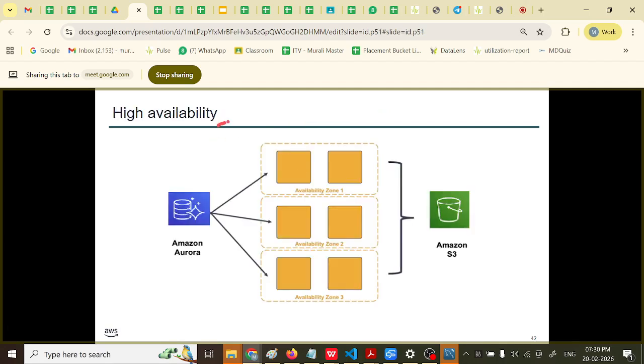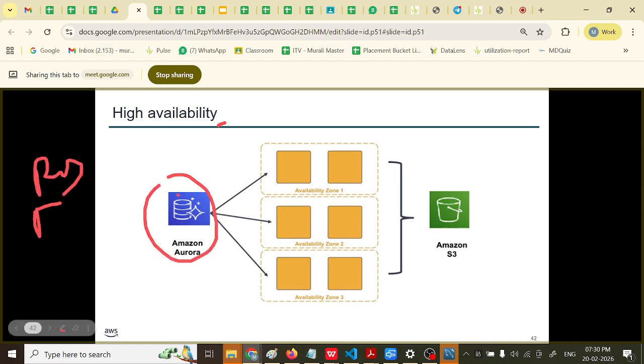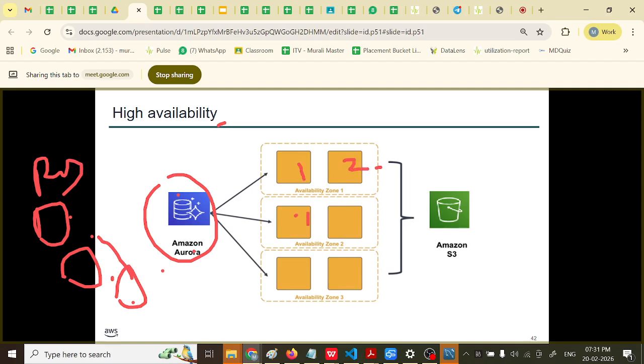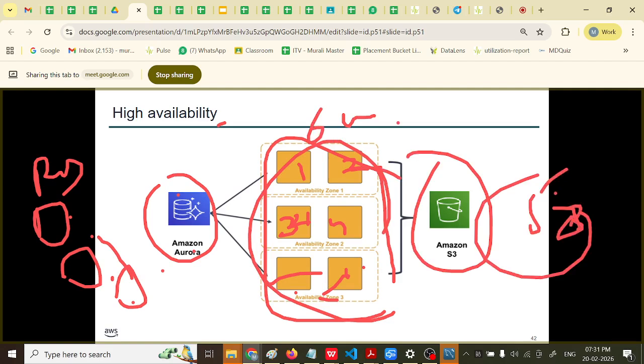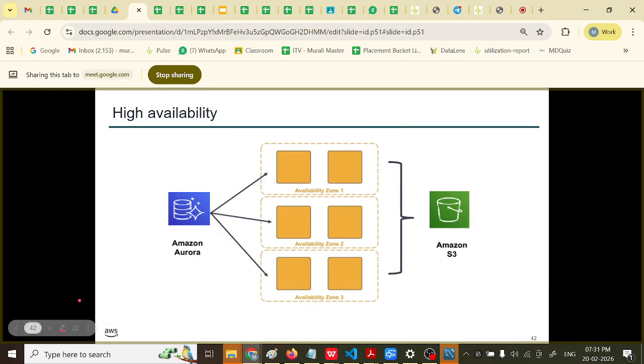Now, one more benefit is that with Aurora, usually RDS will have 3 copies, right? One in the first availability zone, second availability zone, third availability zone, so 3 copies. But with Aurora, we have 2 copies in every availability zone. So two, three, four, five, six. Across all 3 availability zones we have 6 copies, and one more copy we have in the S3 bucket.